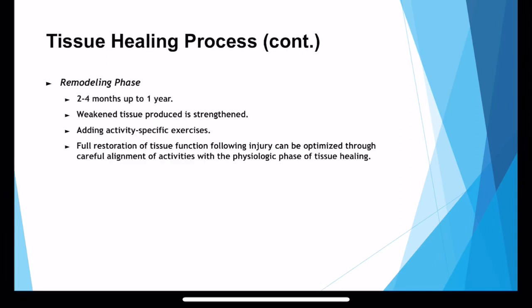The last phase of tissue healing is remodeling. So that's about 2 to 4 months to a whole year, and that's when the weakened tissue is going to get stronger and we can start to add activity-specific exercises. So we're hoping for a full restoration of tissue function following injury.